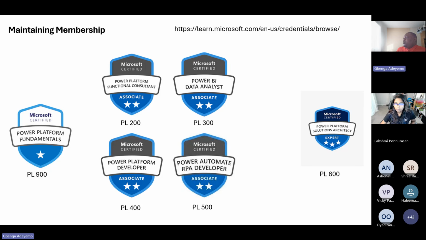We have the PL-900, which will give you the foundational background to Power Platform that will cut across all the different parts of Power Platform, right? We have PL-300, which is the Power BI Data Analyst Associate. We have the Power Platform Functional Consultant, which is the PL-200. There's the PL-400, the Power Platform Developer Associate. And for those that want to go into robotic automation, that is PL-500, the Power Automate RPA Developer. And at some point, maybe when you get some work experience and you build some solutions, you can also write the Power Platform Solution Architect, which is the PL-600.